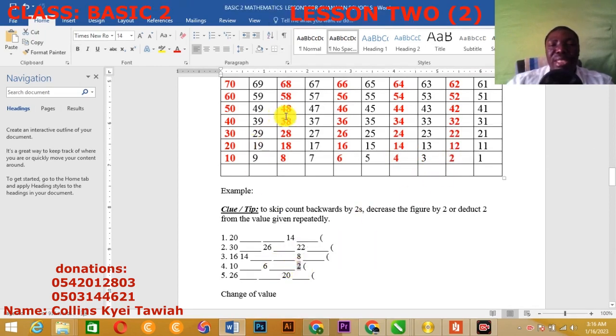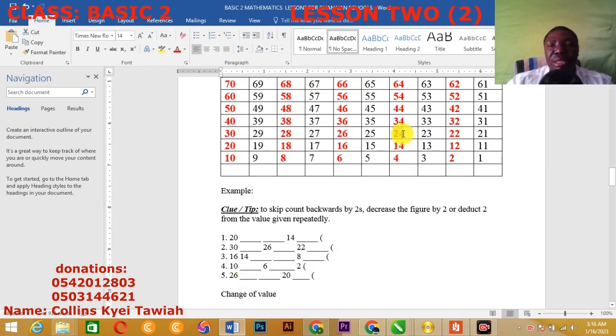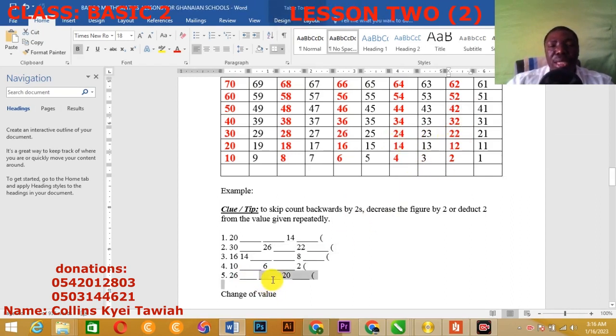Now we have 26. What is the next number when you skip count backwards by 2? We have 24 here. From 24 you have 22, so 22 goes here. And the next number will be 20, which is already there.